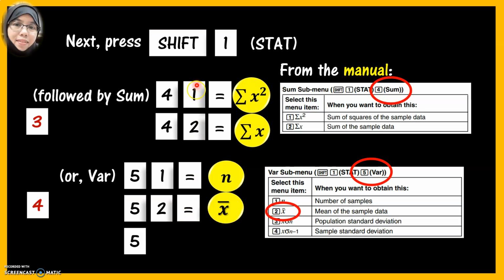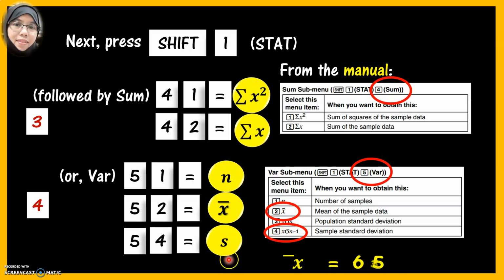And finally, if you want to find the sample standard deviation, you press shift 1, 5, followed by 4, equal to. So you get the sample standard deviation S, which is denoted by x sigma n minus 1, or Sx. So you should check that your x bar is 65.375 and your S should be 11.9156 for the sample data I shared earlier.